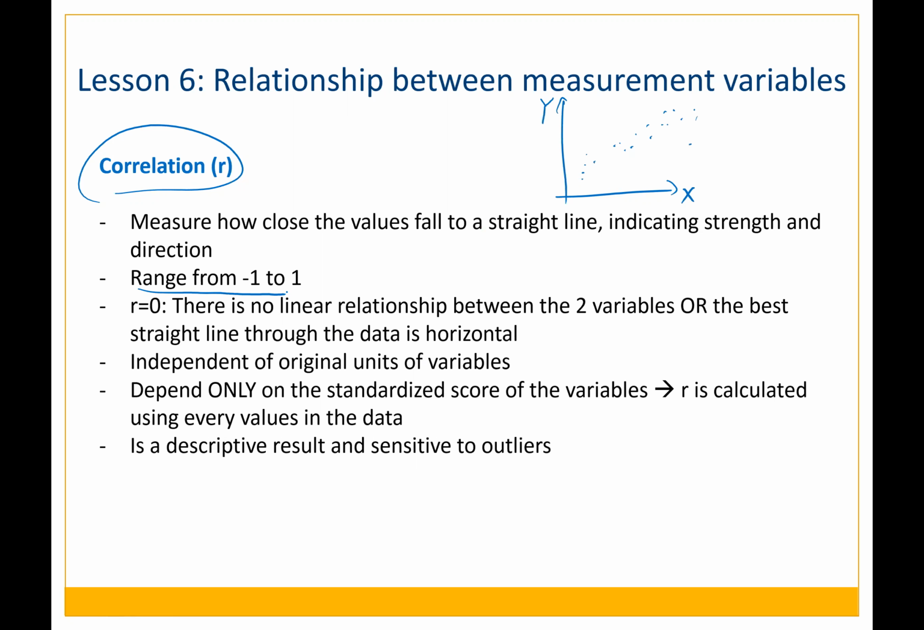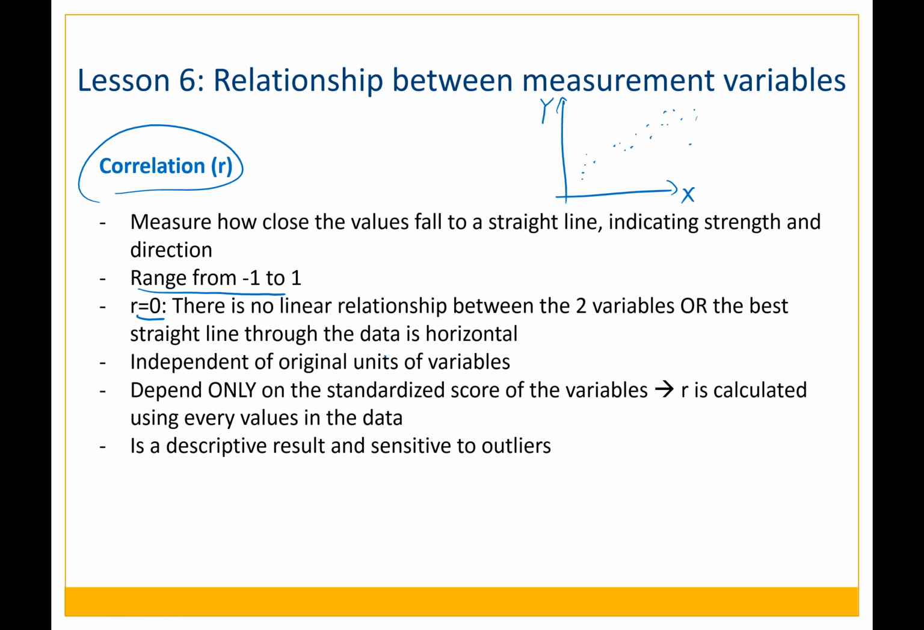So that is the direction, positive or negative, and the strength is how close the value is to -1 or 1. The closer it is to 0, the weaker the relationship is going to be. We conclude at r equals 0 that there's no linear relationship between the two variables, or the best straight line through the data is horizontal.